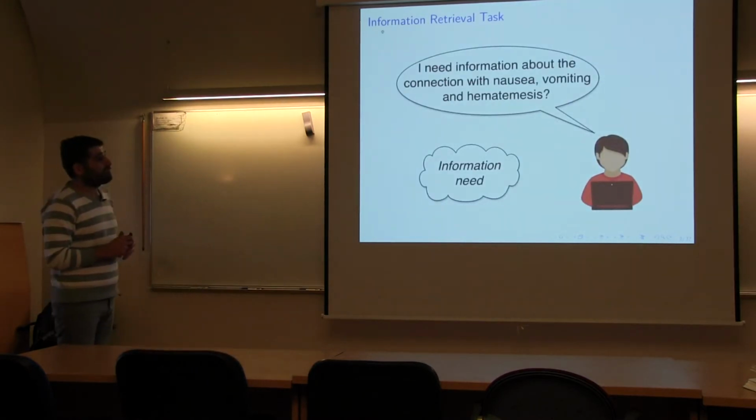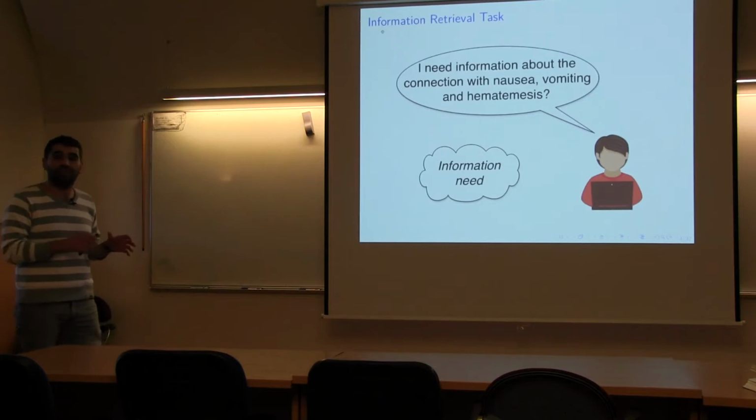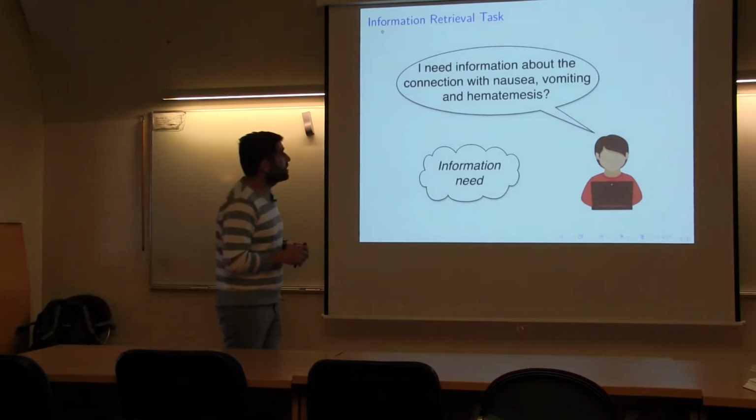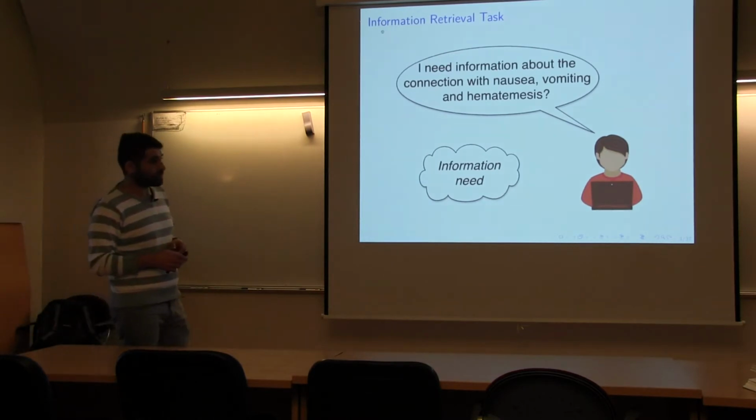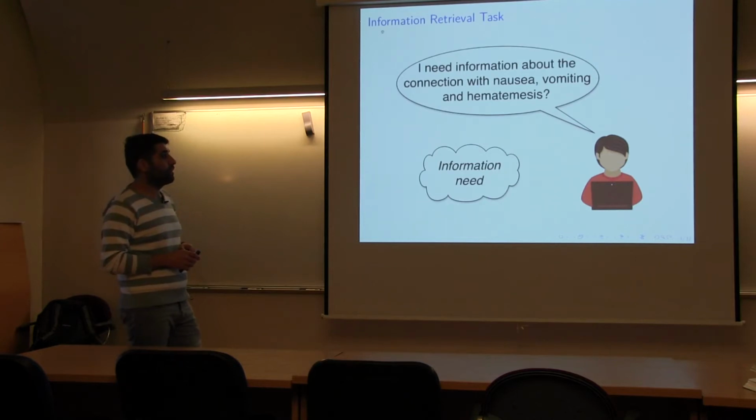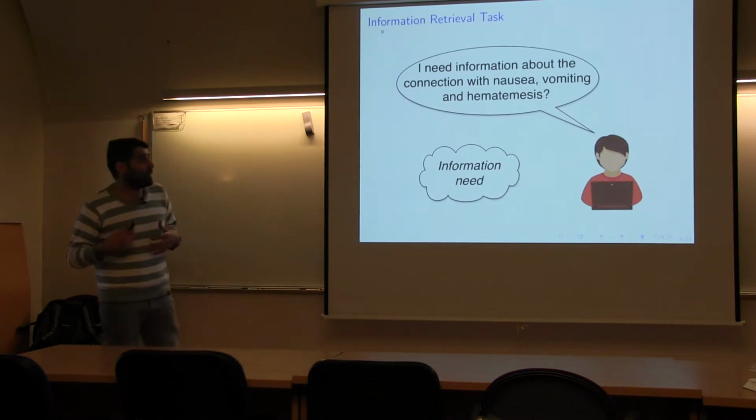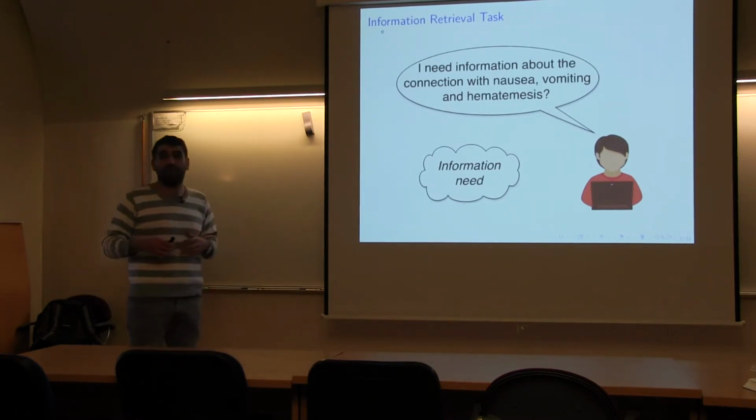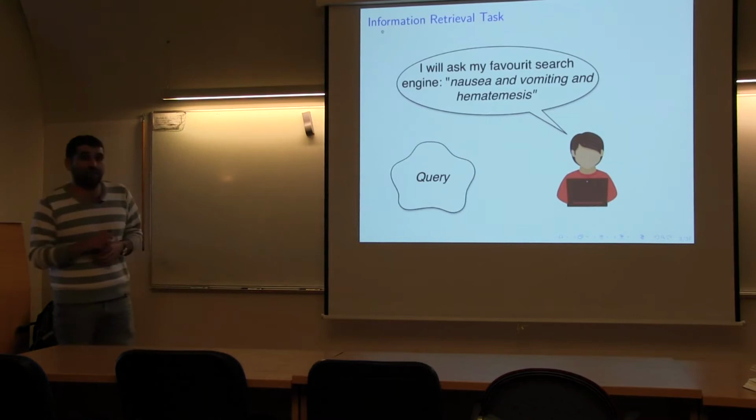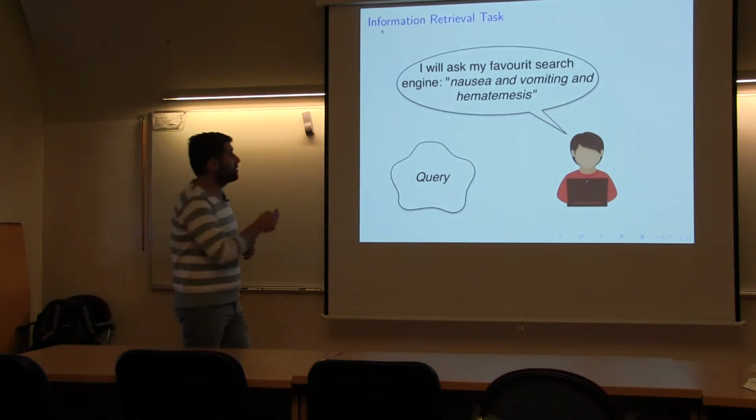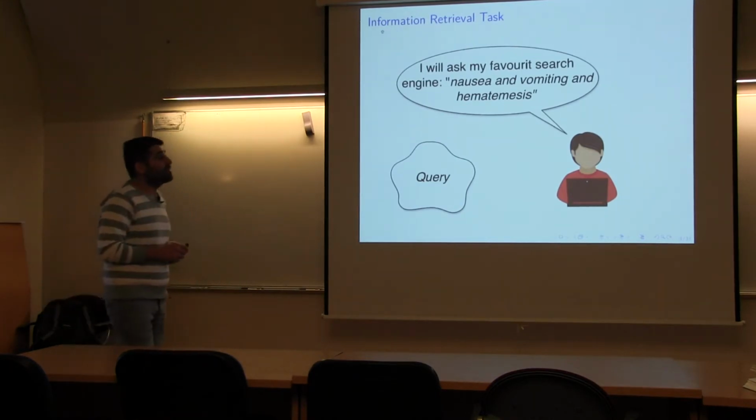So I will start with this example. All the examples in this talk are taken from the medical domain. Here I need to find some information about the connection with nausea, vomiting, and hematemesis. So this is what we call information need. Information need is what I expect the document to contain. But now I decide to represent my information need in these words: nausea and vomiting and hematemesis. This is what we call a query.